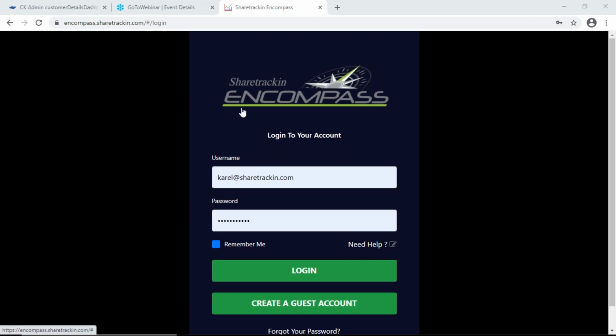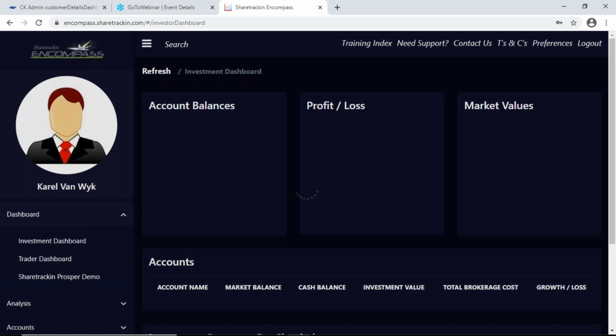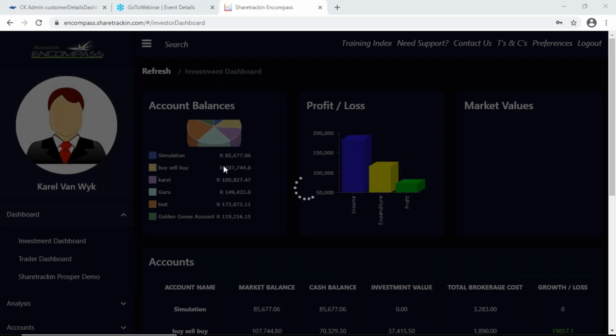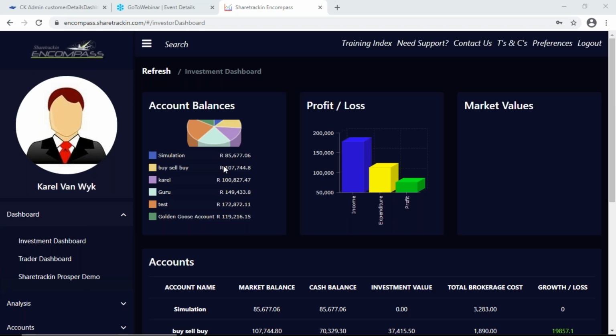So as you can see, I am already on the software's page, encompass.sharetrackin.com. And it takes me to my login page. I have my details saved on here, so it's already filled in. So now I'm just going to click login. Okay, once I'm successfully logged in, I will get to this screen.